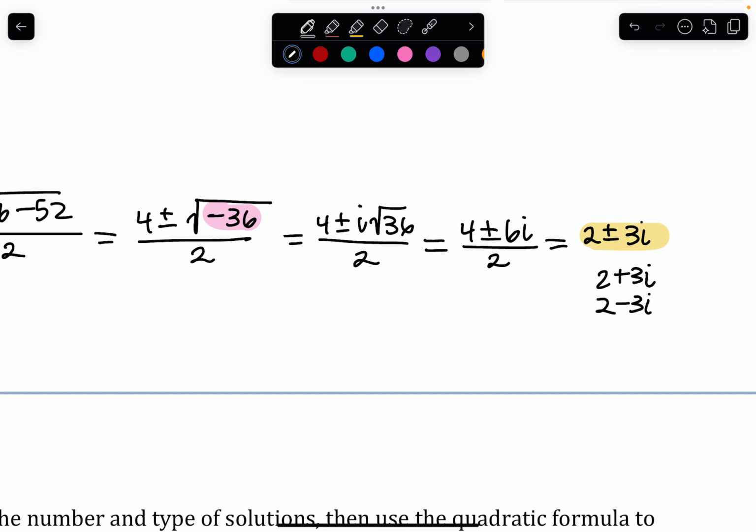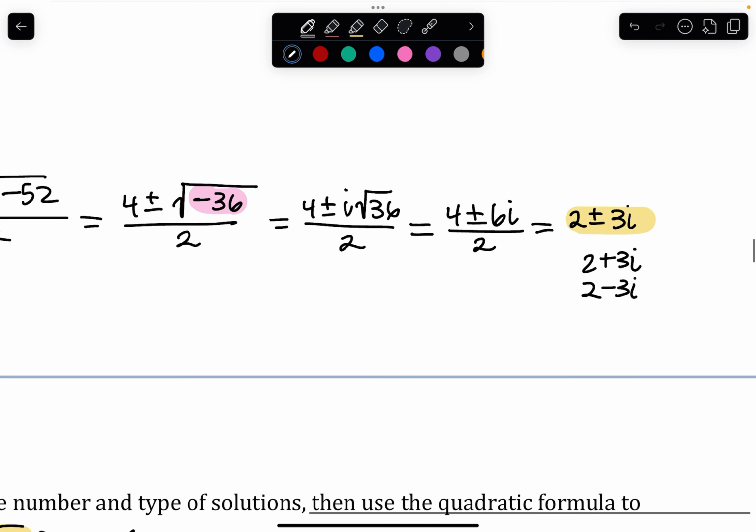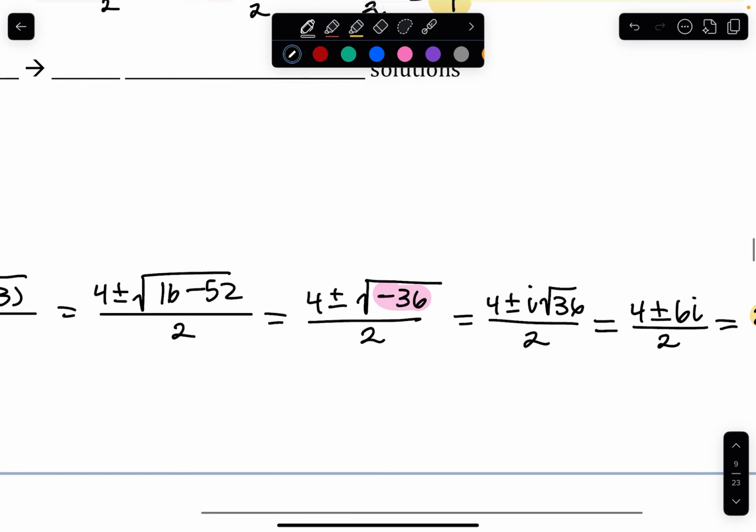Again, you don't have to break them up. I would prefer you to write them consolidated. It's just easier to look at.